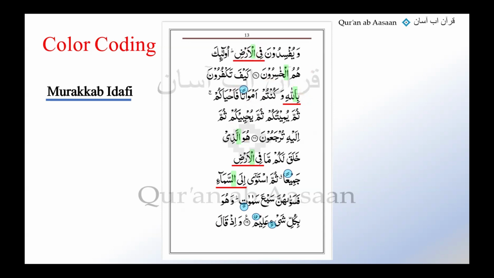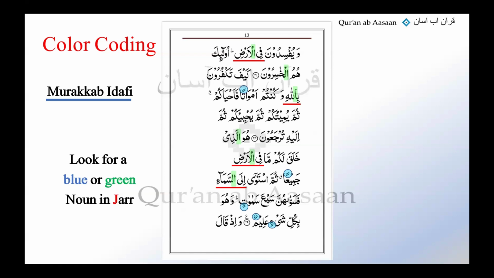And we are going to see which ones of those colored nouns are in jar, the first thing. And then we are going to look back. And if there is a no al, no tanween possessed noun, that is when we know that they together are going to make Murakkab Idafi and we are going to mark them, okay? Just like we did some examples on the previous slide. Can you see any colored noun on this page which is in jar?